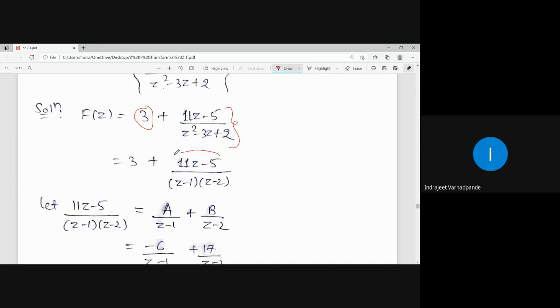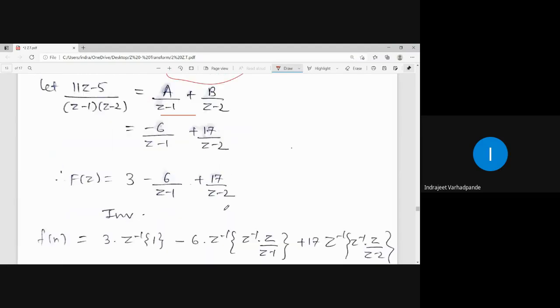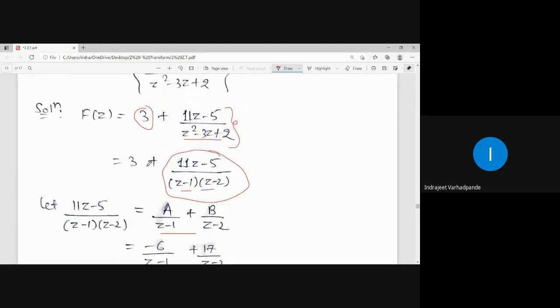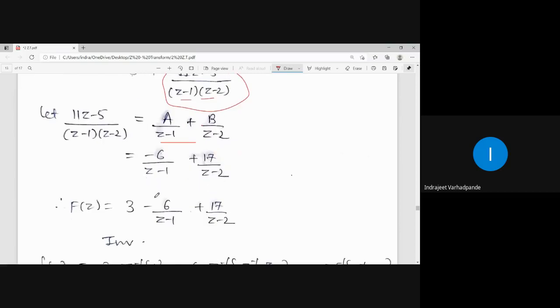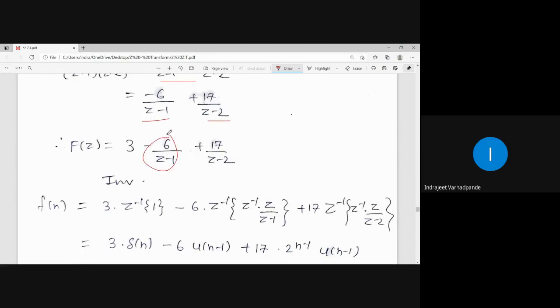So now for partial fraction, what is available is z square minus 3z plus 2, whose simplification will be z minus 1 into z minus 2, find its roots. So accordingly now this is simplified. Find out the value of a and b, multiply. So now your original function is 3 plus this. So 3 minus 6 upon this plus 17 upon this. Z was not possible, so here I introduced Z inverse into Z.